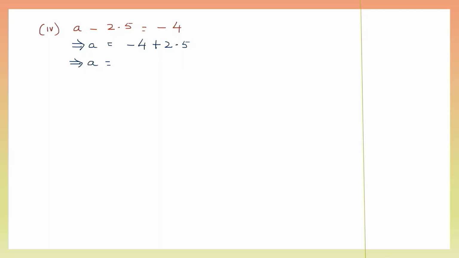Minus 4 plus 2.5, let me write that. Now, as you can see, signs are different. So put the sign of the bigger number in your answer and subtract. So let's subtract this. 4 minus 2.5.